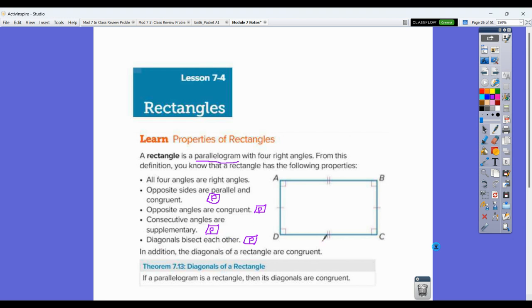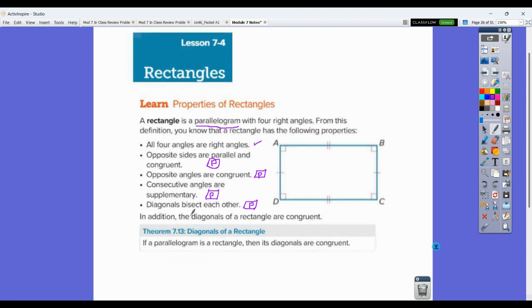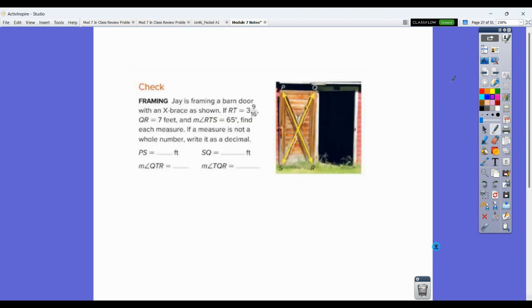In addition, you also know, so you just learned that 4 right angles, or you know that from your definition of rectangle. But in addition, the diagonals of a rectangle are congruent, okay? So if you were to draw in diagonal AC and diagonal BD, those are actually congruent to each other in a rectangle. So this is kind of that new property for rectangles.